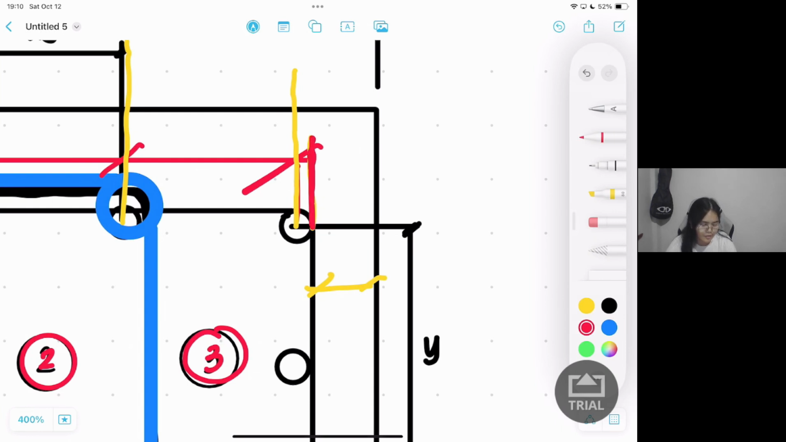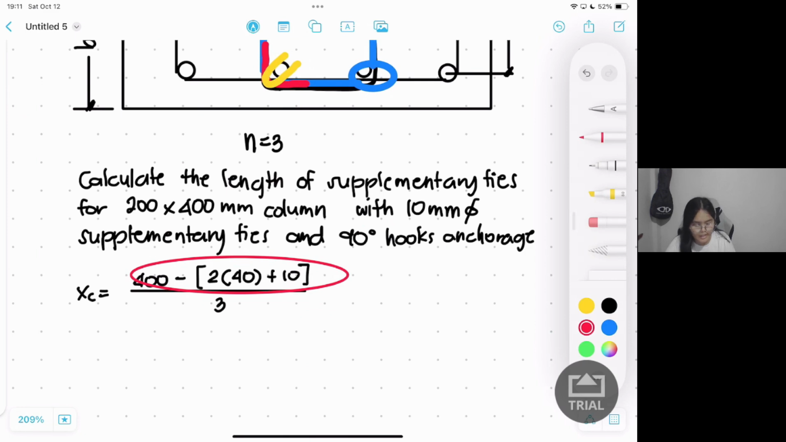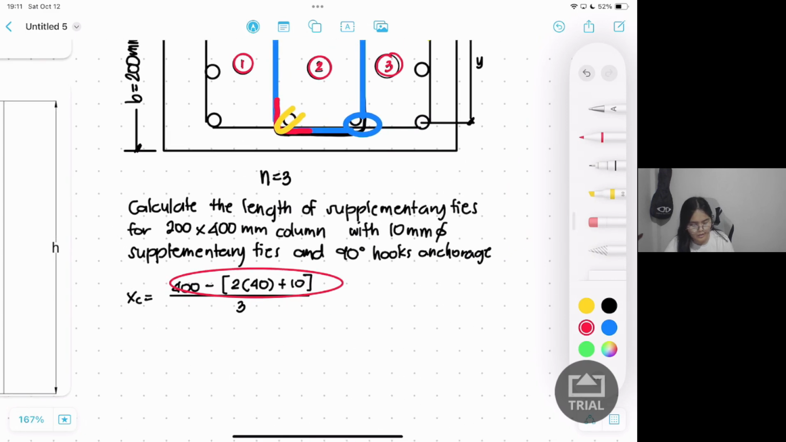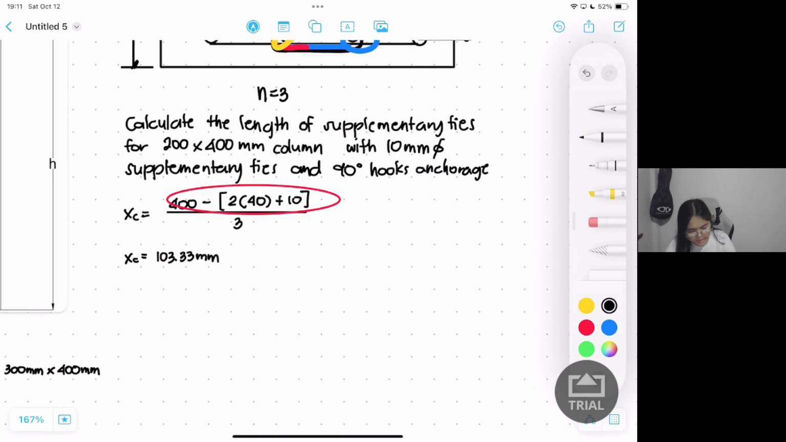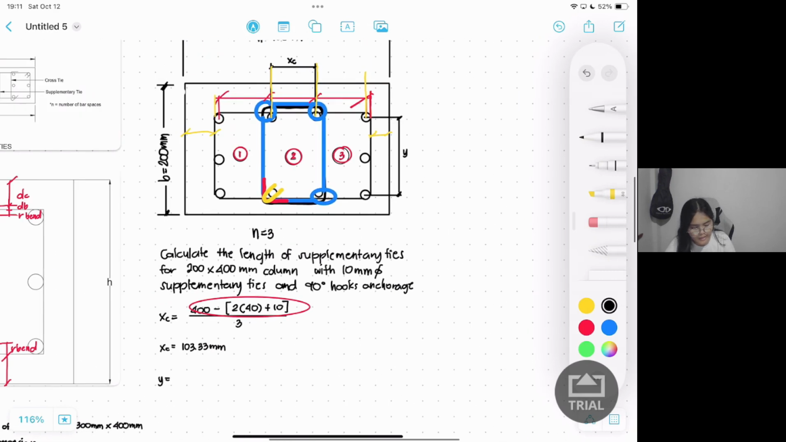So, anong ifa-follow natin? So, for now, i-follow natin yung nasa book. Okay, guys? I-follow nyo lang muna ito. Okay? So, yan na yung formula natin. So, for XC, ang makukuha nyo dyan ay 103.33 mm. Okay? And then, dito na sa Y, makikita nyo sa Y, 200 naman yung gagamitin natin.